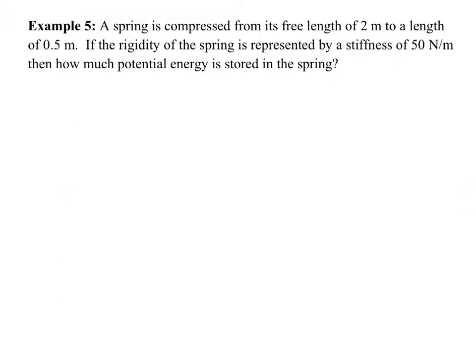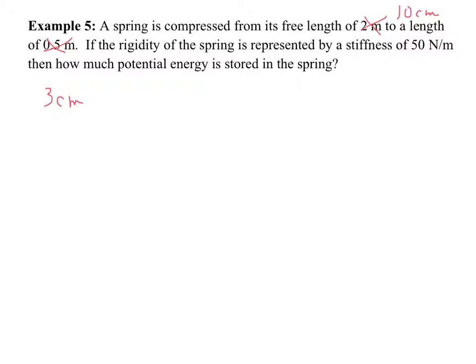I edited them in my notes, but I didn't edit them on this one, and they're probably in yours as well. So let's say the free length, to be more reasonable, I used numbers to make them easier, but then I realized a spring is never going to be 2 meters long. That's kind of ridiculous. So let's think about a spring that's only maybe this big, like 10 centimeters. And let's say that it's compressed. The spring is compressed from its free length of 10 centimeters to a length of, I don't know, 3 centimeters. Let's say it's compressed all the way in.